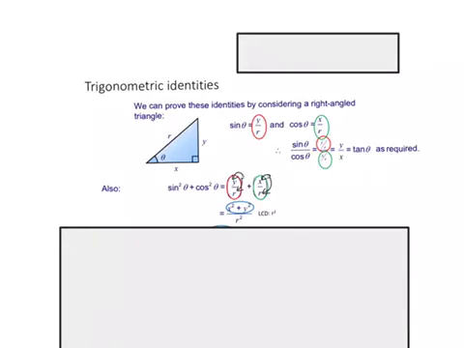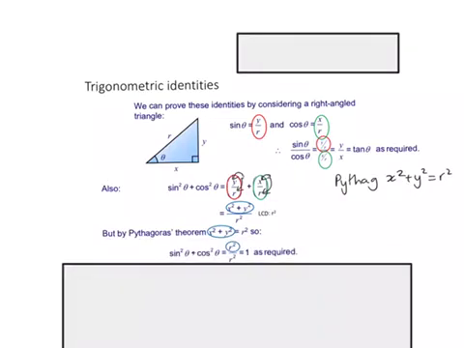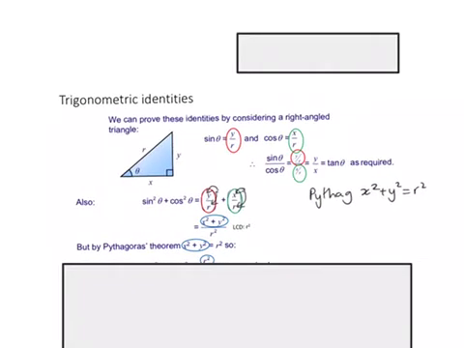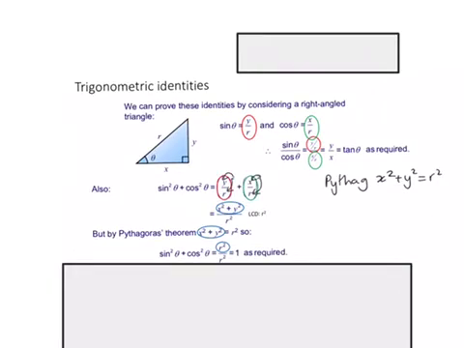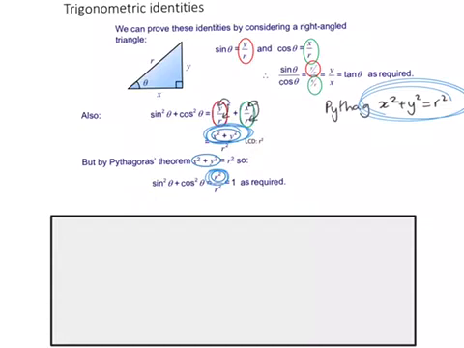But we've learned before that Pythagoras says that x squared plus y squared equals our r squared. So instead of that top bit, we can make that r squared at the top. So this blue piece here at the top is Pythagoras, so instead of the blue piece, I can replace it with an r squared. But r squared top and bottom is equal to 1. So sine squared plus cos squared equals 1. And that is your second identity.